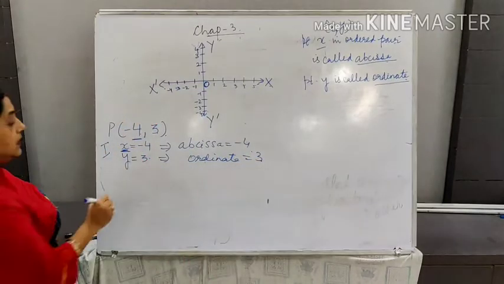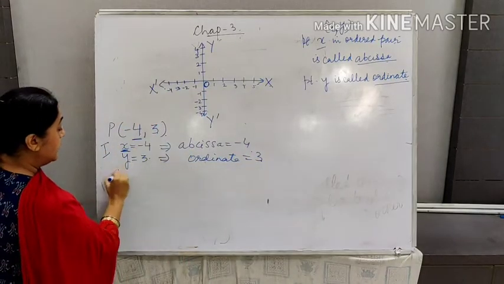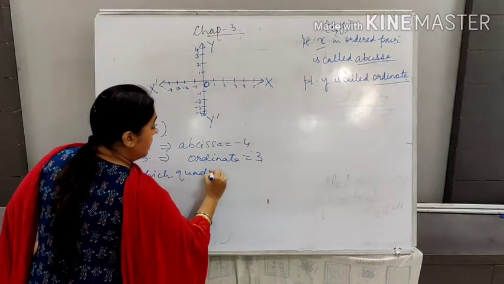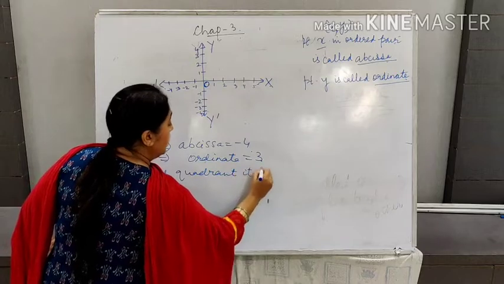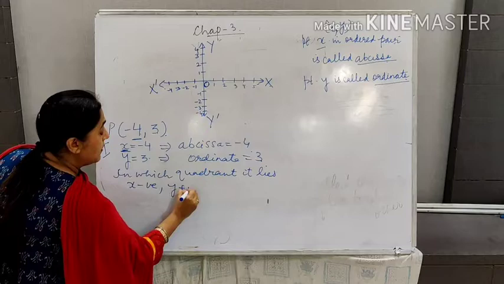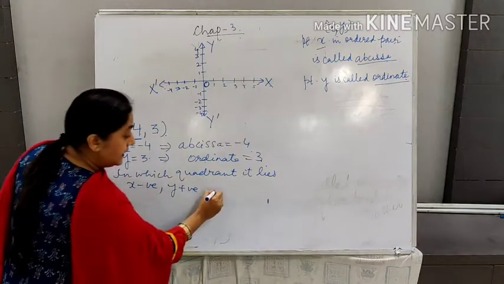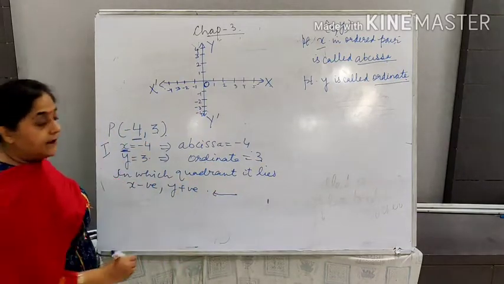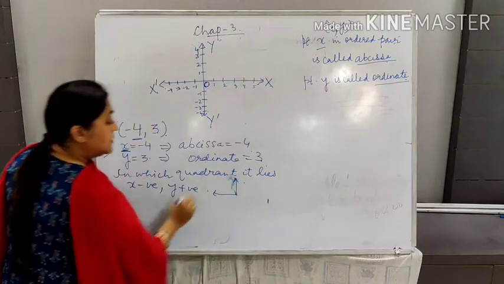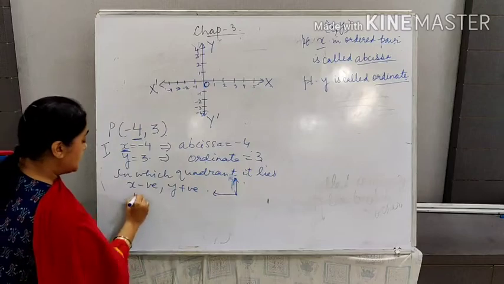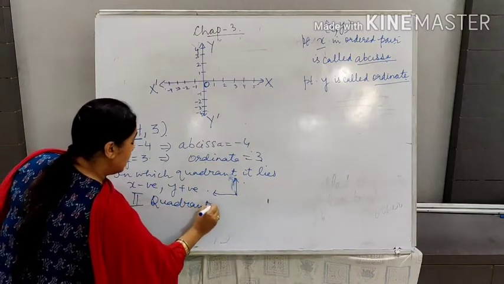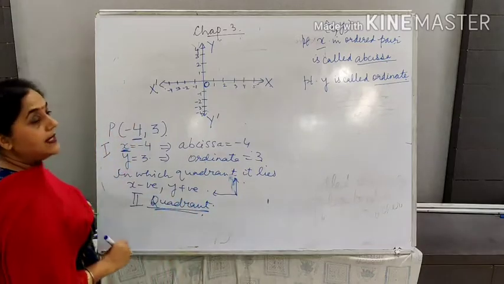Number 1 point. Number 2. In which quadrant does this point lie? My question is, in which quadrant does it lie? Please check it out. X negative and Y positive. X negative मतलब left hand side and Y positive का मतलब upper part. So in which quadrant does it lie? Second quadrant. It lies in second quadrant, right?